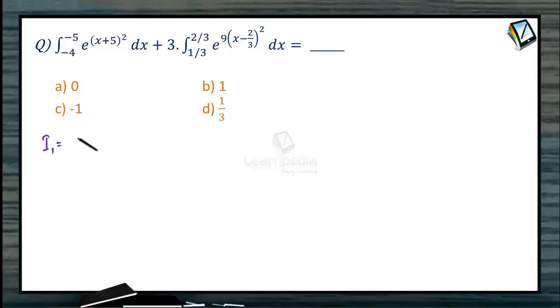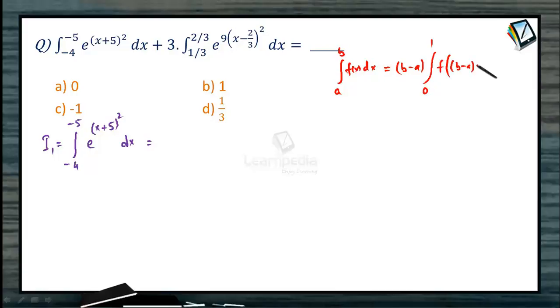Let's call I1 the integral from -4 to -5 of (e^(x+5))² dx. Now in this problem we use a very important property of definite integrals: every integral from a to b of f(x) dx can be mapped to an integral between 0 and 1, as the integral from a to b of f(x) dx equals (b - a) times the integral from 0 to 1 of f((b - a)x + a) dx. Right, a very important property of definite integrals.